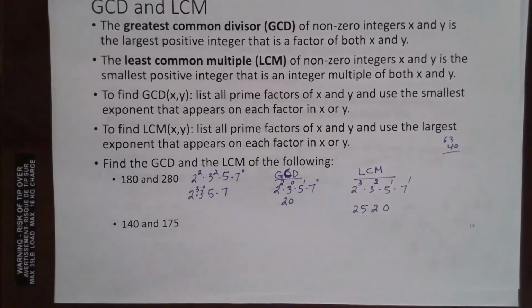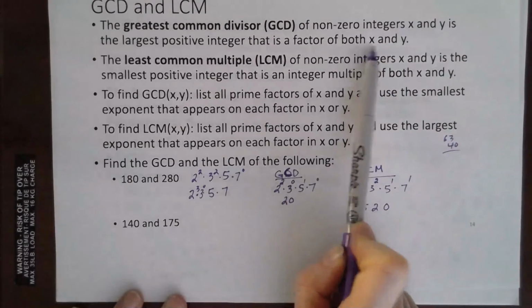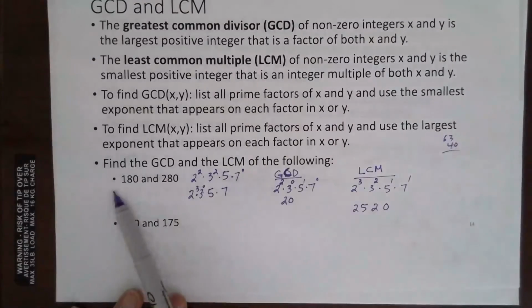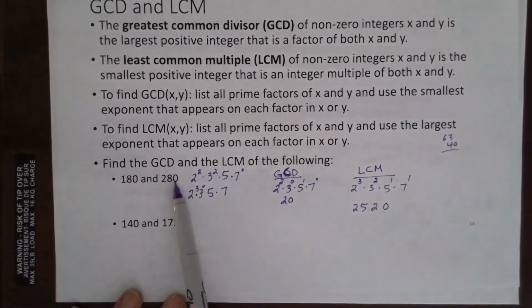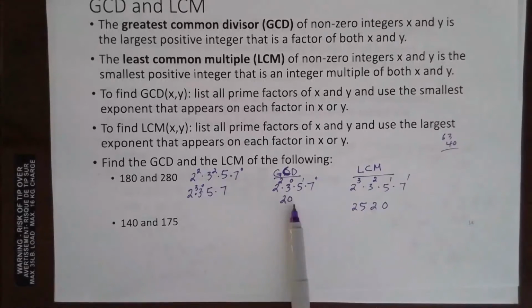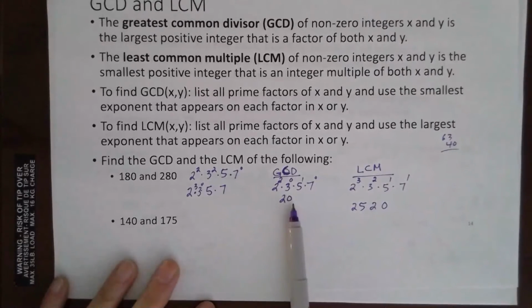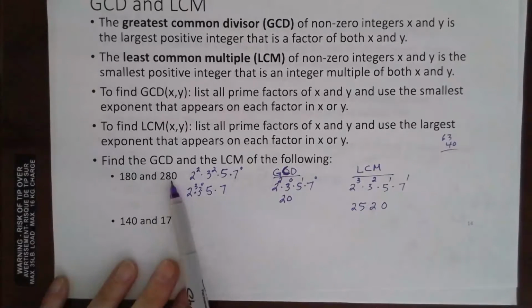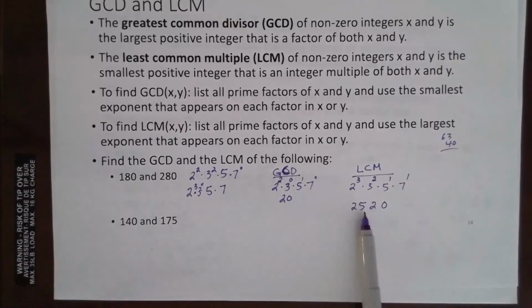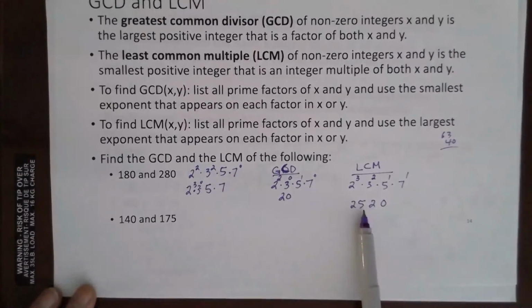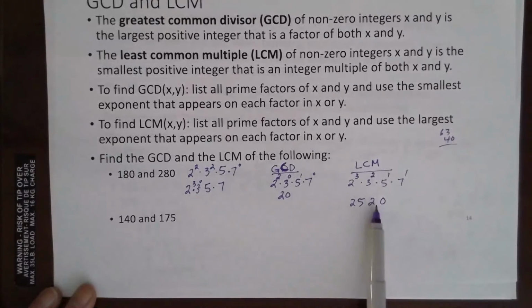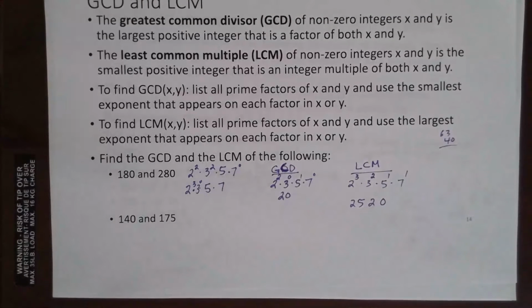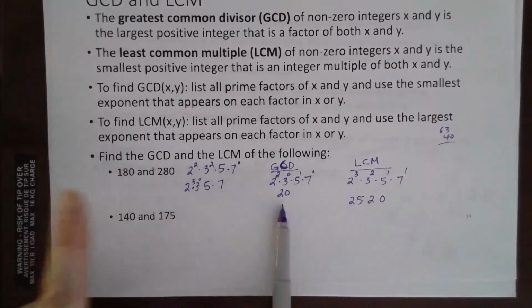It's just remember that in the end, the greatest common divisor is going to have to be less than 180 and less than 280. It is. That's a good sign that I didn't use the wrong process, right? And I know that my least common multiple is going to have to be larger than or equal to 180 and larger than or equal to 280. When I get this big number, that's a pretty good sign that I did it right. So if I accidentally got the 25,20 here and the 20 over here, I would say, wait a minute, I must have mixed up where I should pick the small exponents and where I should pick the big exponents, because this one better be bigger than those numbers and this one better be smaller than those.